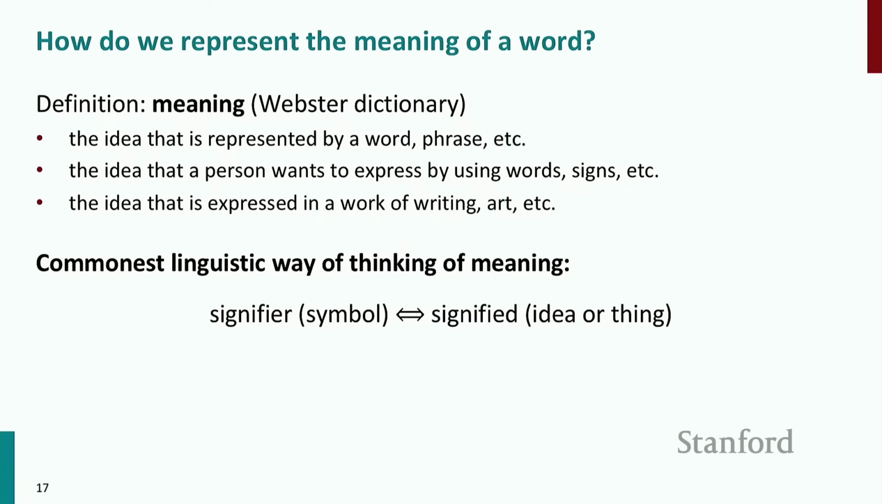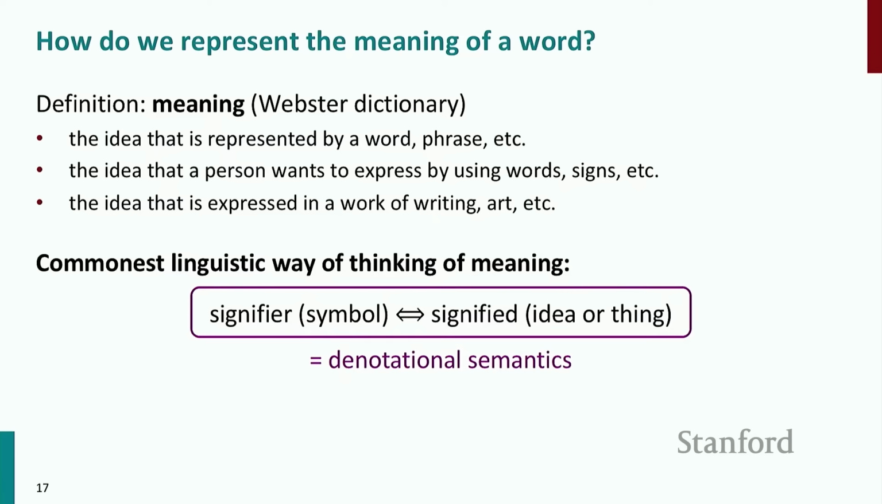And in linguistics, if you go and do a semantics class or something, the commonest way of thinking of meaning is somewhat like what's presented up above there, that meaning is thought of as a pairing between what's sometimes called signifier and signified, but it's perhaps easy to think of as a symbol, a word, and then an idea or thing. And so this notion is referred to as denotational semantics. So the idea or thing is the denotation of the symbol.